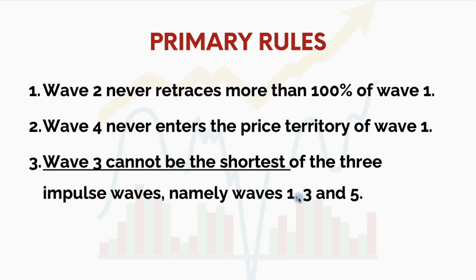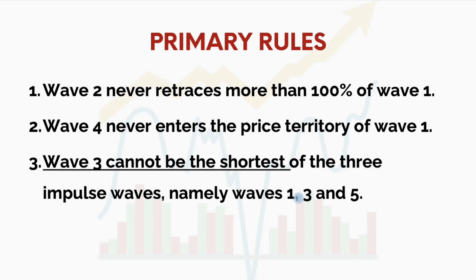There are certain rules which have to be met when we are identifying Elliott waves in a chart. The first rule is wave 2 never retraces more than 100% of wave 1. Essentially, the low of wave 2 should never come close to the low, or the starting point, of wave 1.